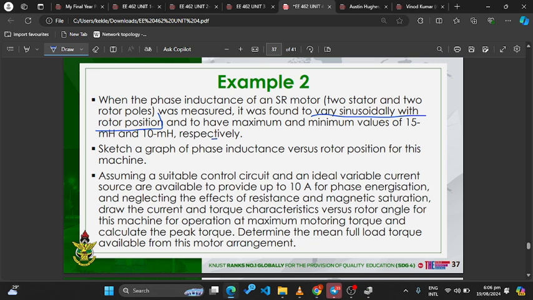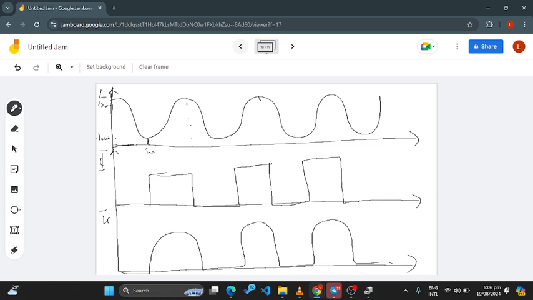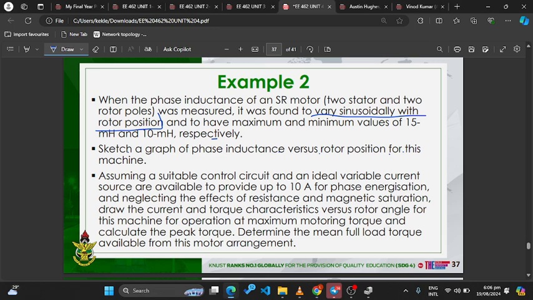So the first question says, sketch a graph of phase inductance versus rotor position for this machine. I've already answered that question. So that is this part, right? So maybe you drew this on your question paper. So you just take your answer booklet and put this one over there nicely. Look how nice it is, as if I just drew it in MATLAB. That's nice. So I've answered that question already.